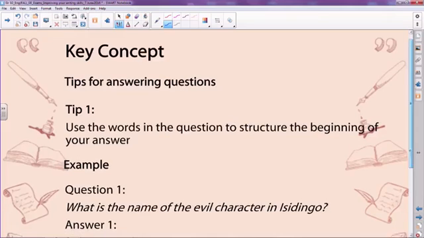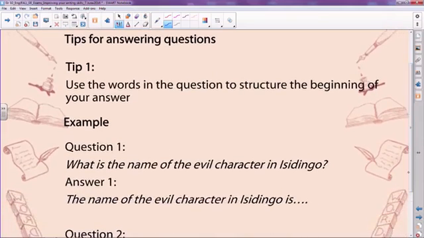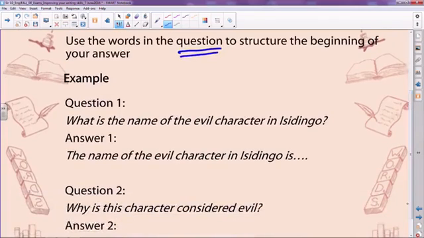One tip, and it's very, very useful, is to use the words in the question to structure the beginning of your answer. So here's an example. Let me show you. The question is, what is the name of the evil character in Isidingo? So now what you do is you take part of that, the words in the question, and you put them into your answer. You use them to begin your answer. And you say, the name of the evil character in Isidingo is.